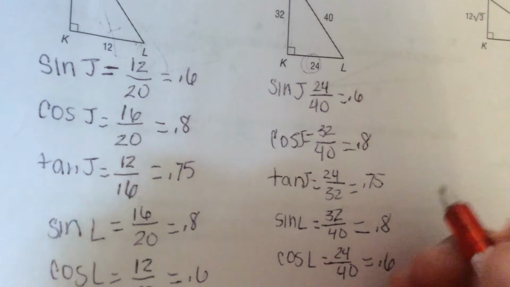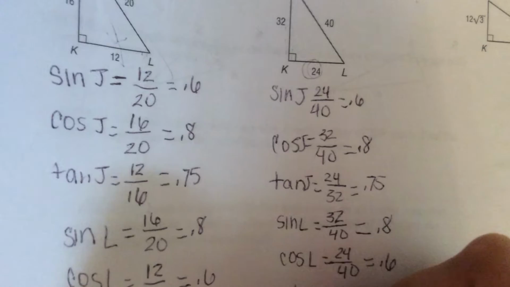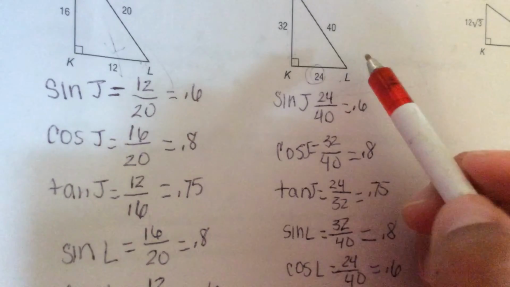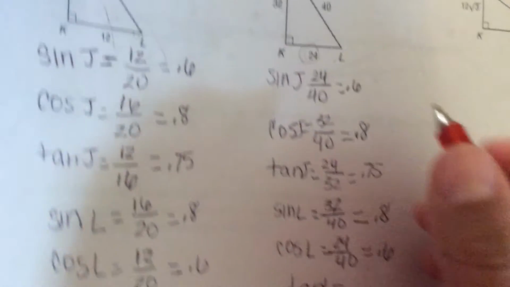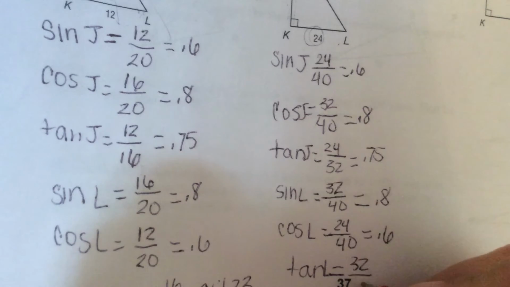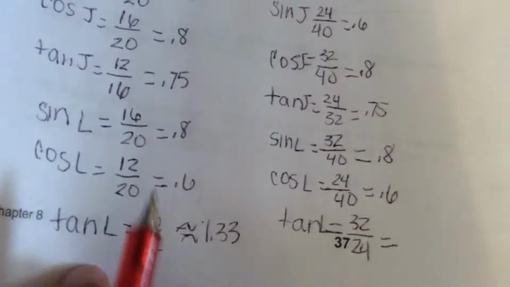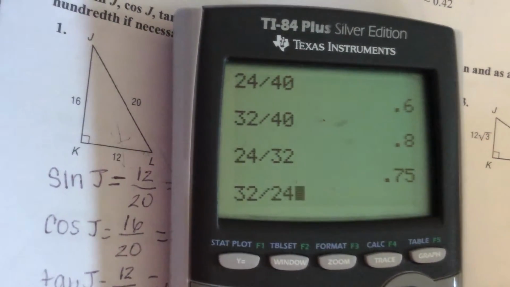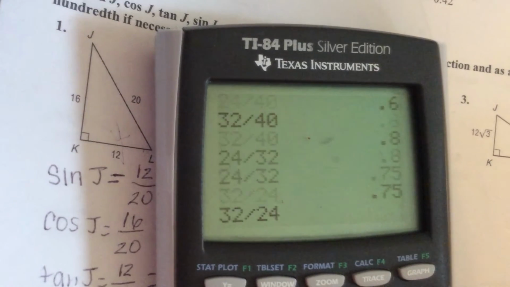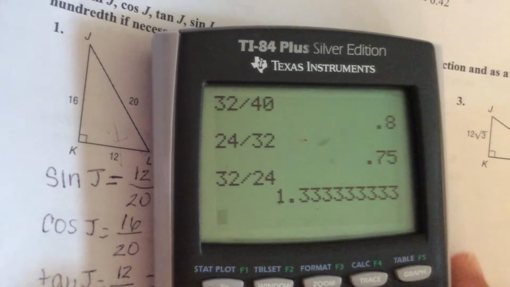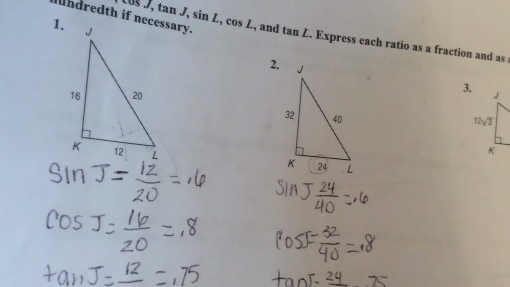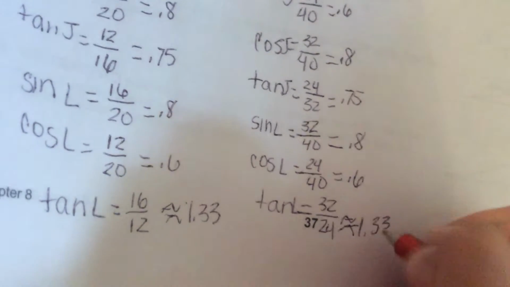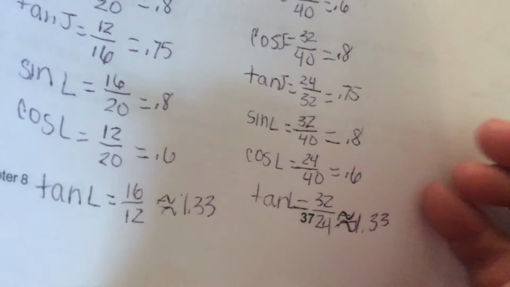And then finally we have tangent, which is opposite over adjacent, the tangent of L. The opposite is 32 and the adjacent is 24. And we haven't done that one yet, so we'll go ahead and stick that into our calculator. 32 over 24 gives you approximately 1.33. Approximately 1.33. Approximate is that little squiggle in there.